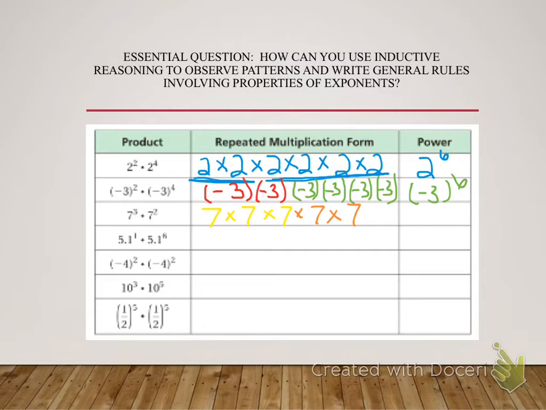Well, let's look at 7 to the third times 7 squared. Following our same rules, 7 cubed is in the yellow, 7 squared in the orange. Count them all up. Keep the base the same. 1, 2, 3, 4, 5. 7 to the fifth power. Go ahead and pause the video and see if you can fill in the rest of this on your own.